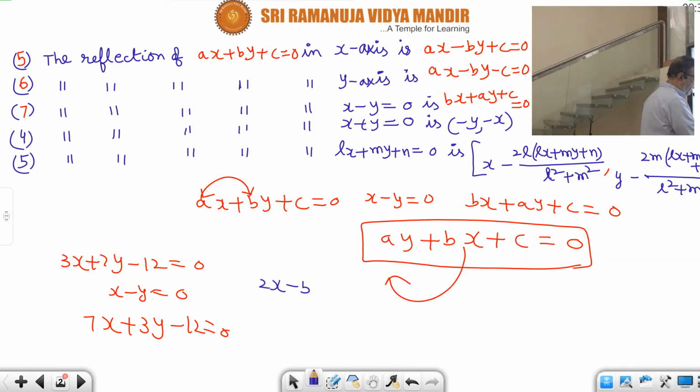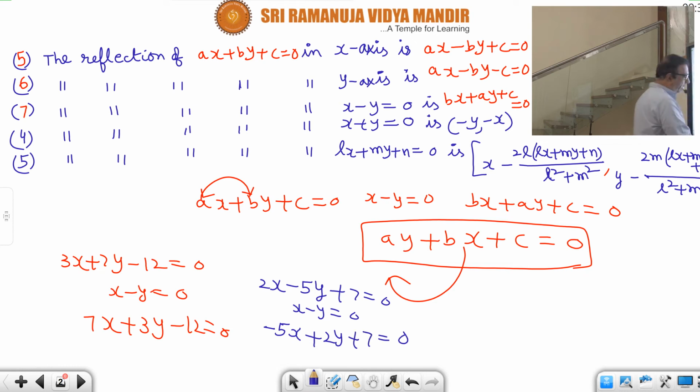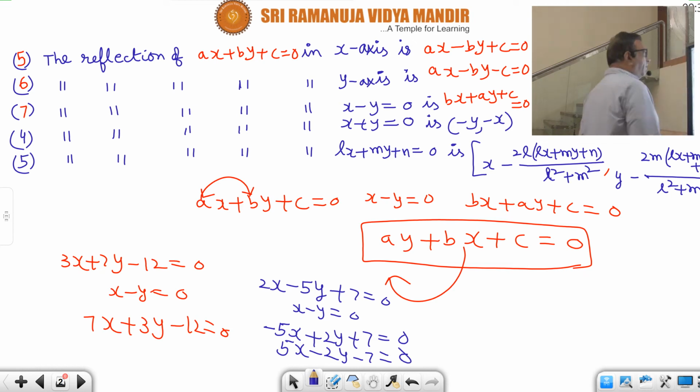2x minus 5y plus 7 equal to 0 in x minus y equal to 0. First, write minus 5x. First, interchange a and b. Later, we can correct it. Okay. Minus 5x plus 2y. Constant, no change. Now you can multiply by minus 1 if you want. So 5x minus 2y minus 7 equal to 0, and that is the final answer. So reflection in x minus y equal to 0 is easy.